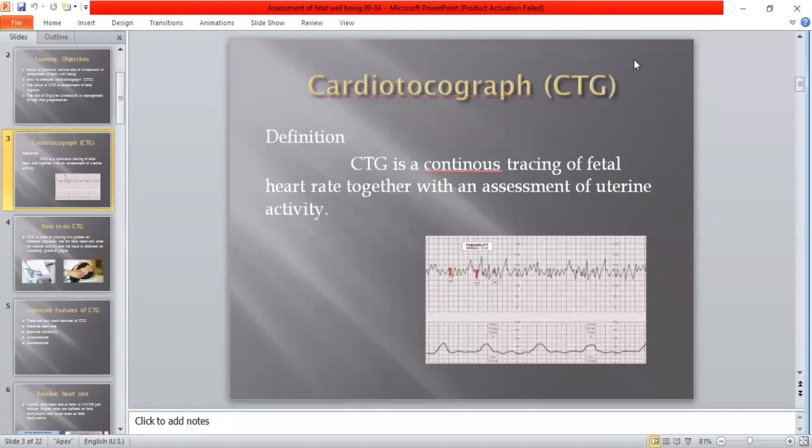What is cardiotocograph? It is described by its name. CTG is the continuous tracing of fetal heart rate together with an assessment of uterine activity. This trace shows a CTG. This line is fetal heart rate, and this line shows uterine activity.